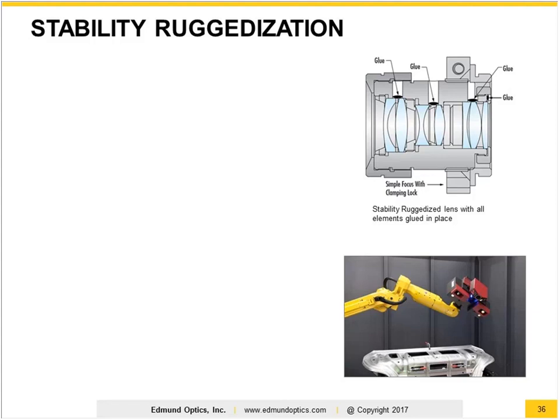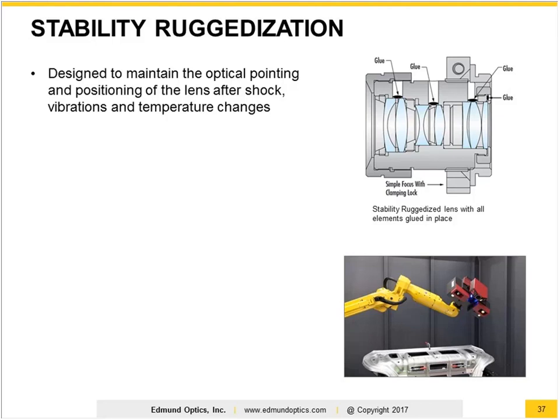In the upper right-hand image, we have that same set of optics again. It looks similar to the industrial ruggedized design, but quite a few changes have been put into place to guarantee the performance needed for these high stability environments. One of the biggest things is that they're designed to maintain optical pointing and positioning of the lens after shock or vibration and temperature changes.